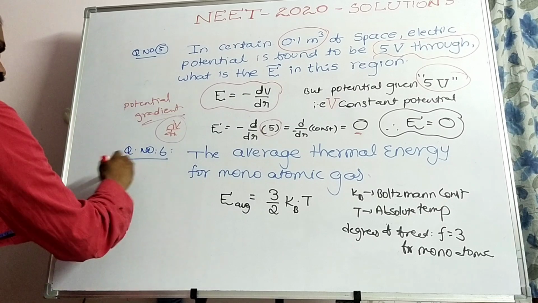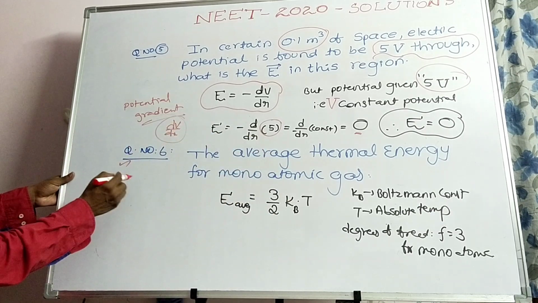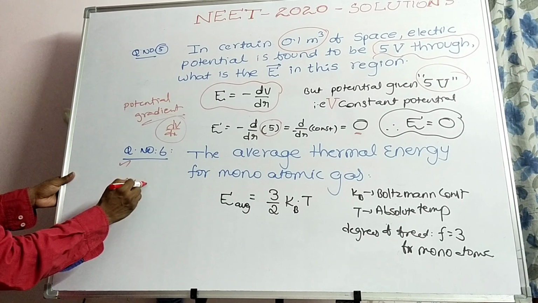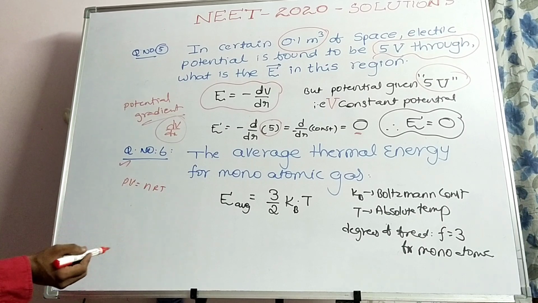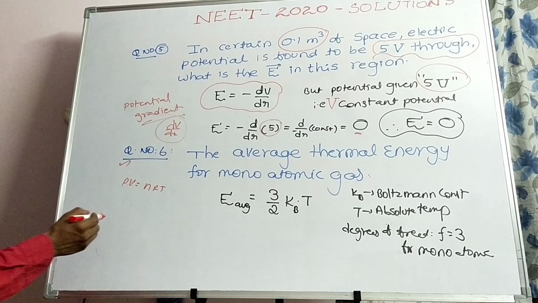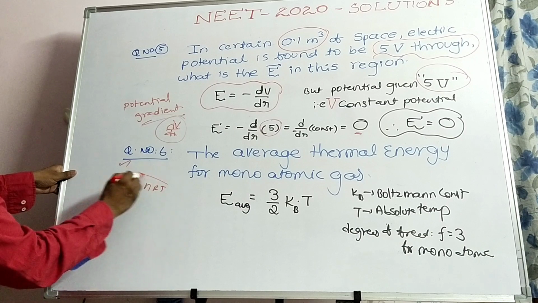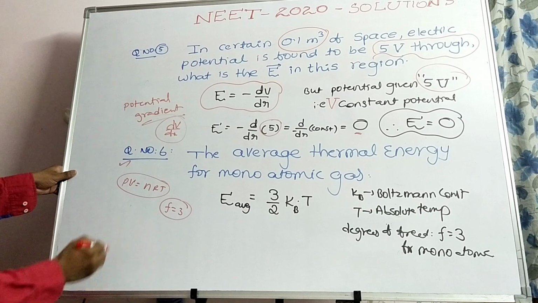Now another question, that is question number 6. What is the average thermal energy for monoatomic gas? We know PV is equal to nRT. And for monoatomic gas, degrees of freedom, F is equal to 3.